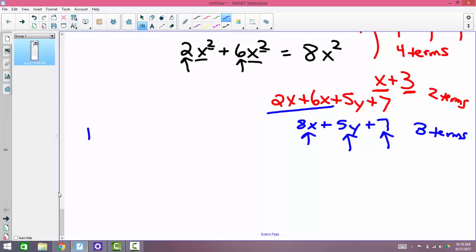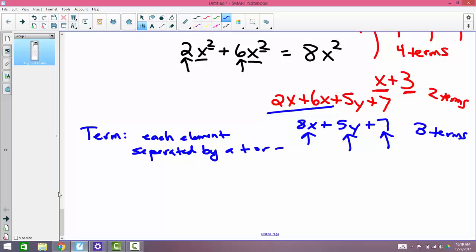So a term is each, we'll call it element, separated by a plus or a minus after putting like terms together.